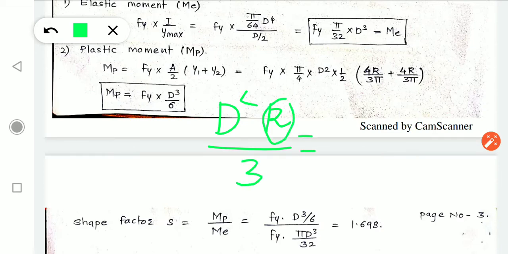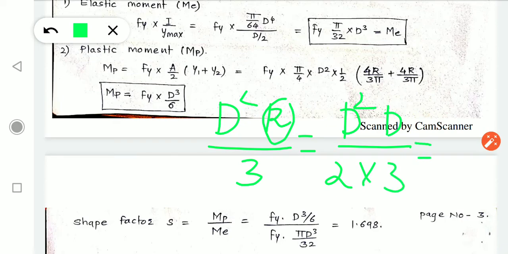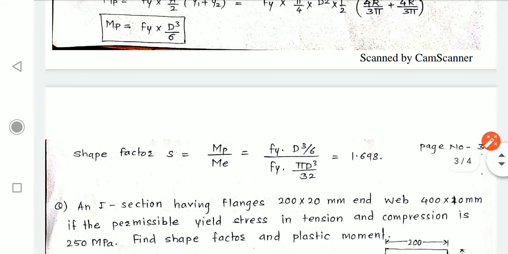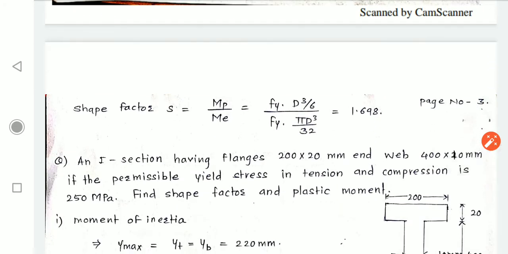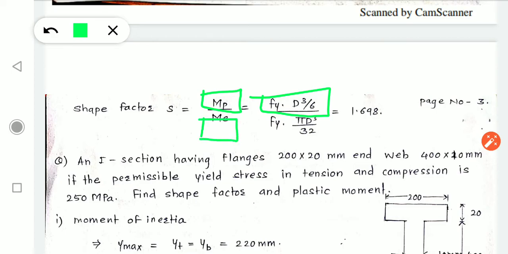So instead of r, can I write it is d by 2? So yes, we can write d square into d by 2 into 3. So it gives us d cube divided by 6, as 3 twice are 6. So this is the simplification of it. Now let's start solving for shape factors. For shape factor, put the value of MP in the numerator, put the value of ME in the denominator and find the answer. That's it.